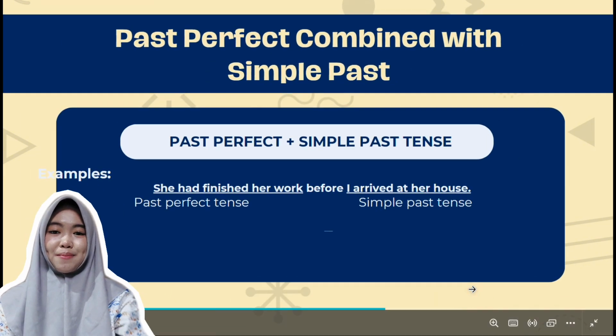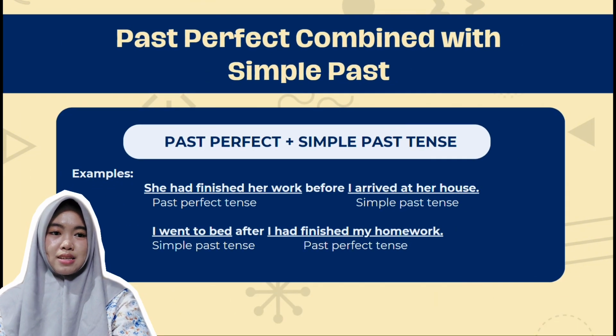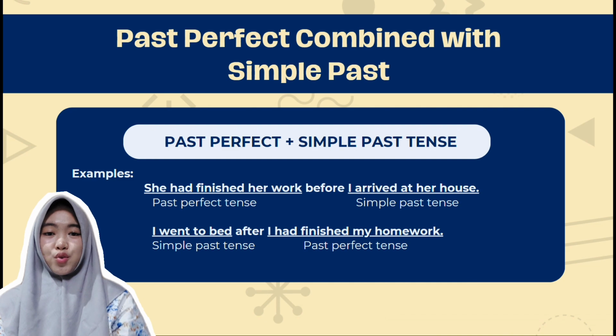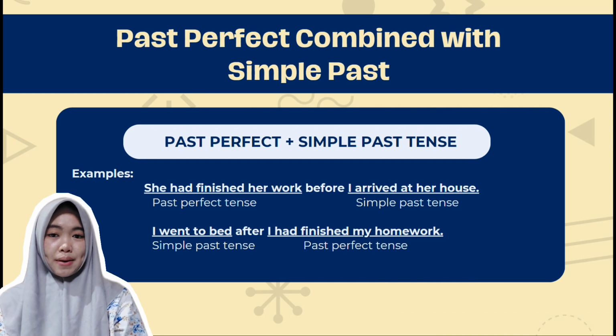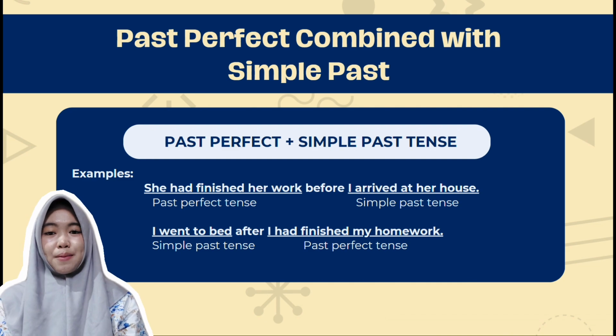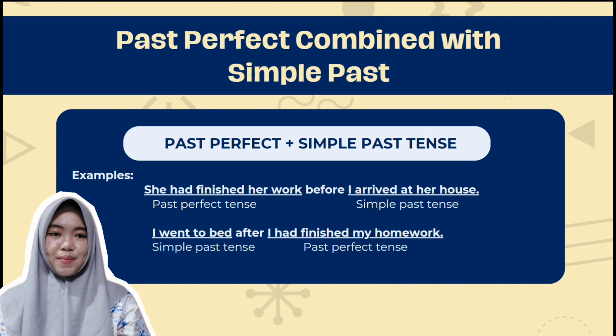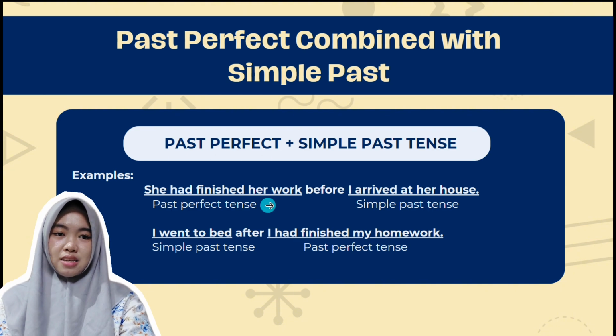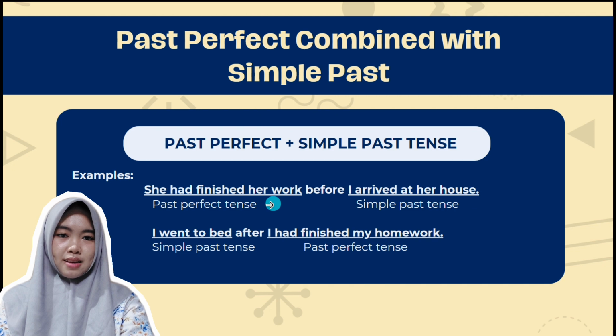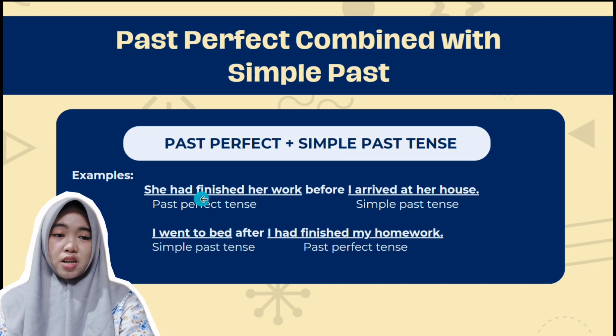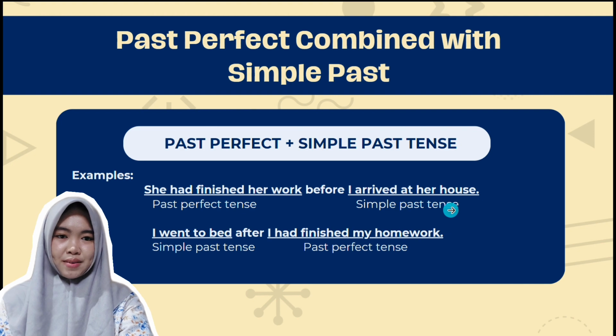Sometimes we combine the past perfect with the simple past tense to show two actions that happened at different times in the past. For example, she had finished her work before I arrived at her house. She had finished her work, it's using past perfect tense. And I arrived at her house is simple past tense.